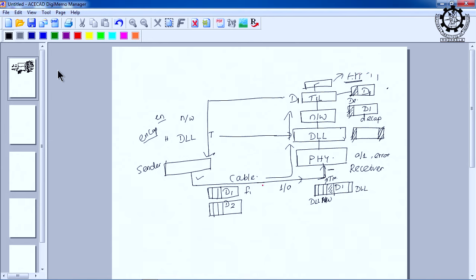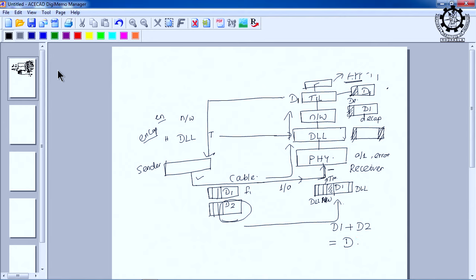And the same thing happens for the next frame D2. This also travels all the way from the physical layer to the application layer, and now it is added to the previous data D1, and finally you get the actual data that was generated by the sender in the application layer, as D.